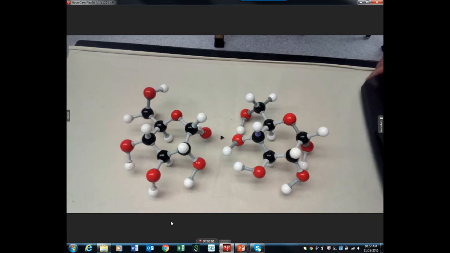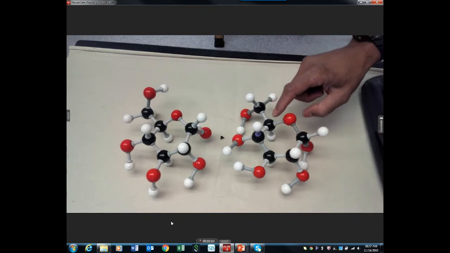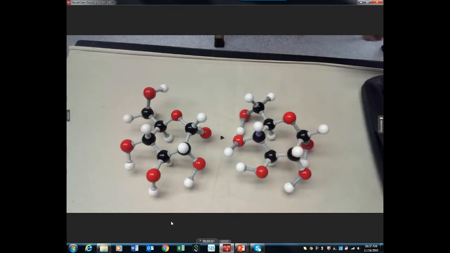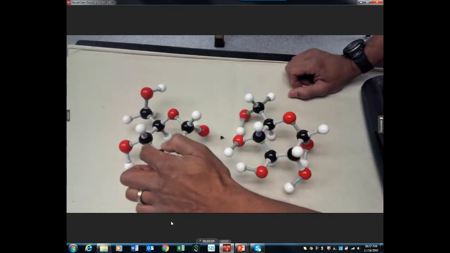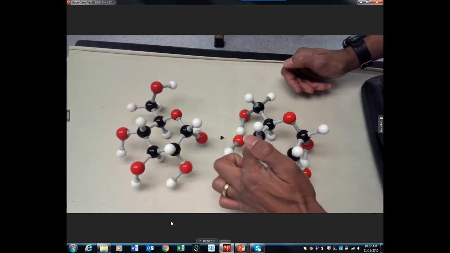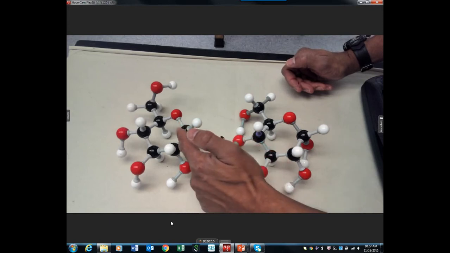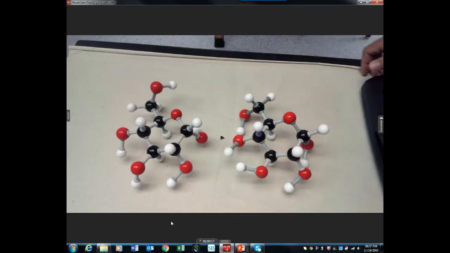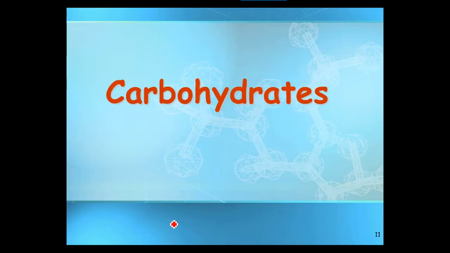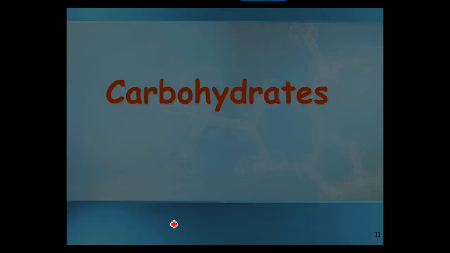So what do you see? I see 1, 2, 3, 4, 5, 6 carbons. I also see 1, 2, 3, 4, 5, 6 carbons. So I'm going to arrange these carbons so that the fourth one here is going to interact with the first one here. And when it's combined, it will be a disaccharide, which is a carbohydrate.